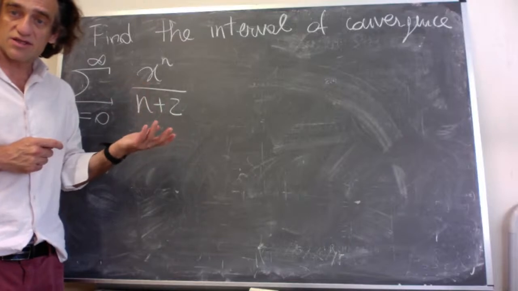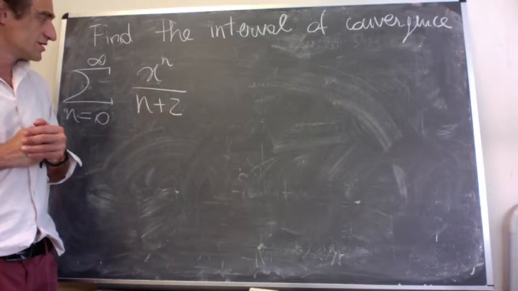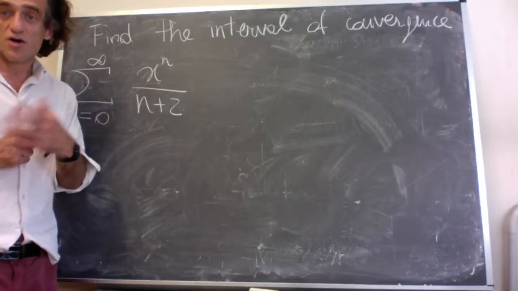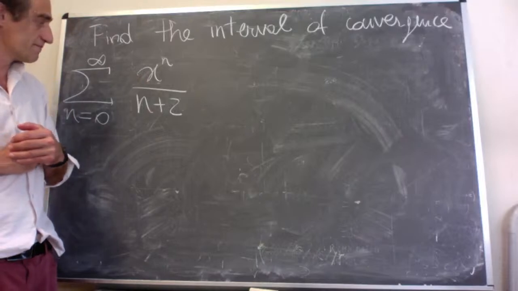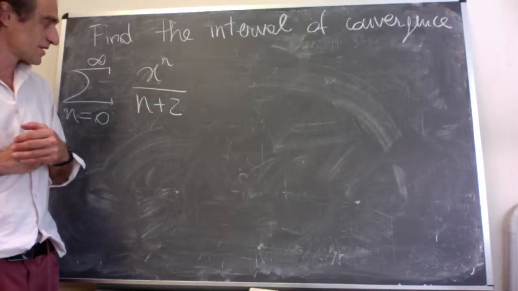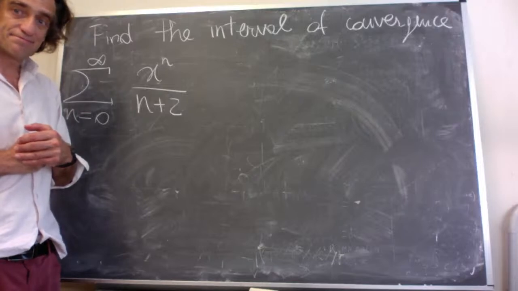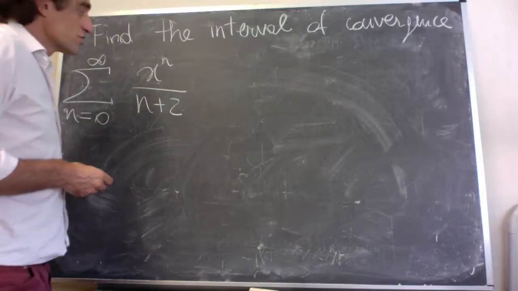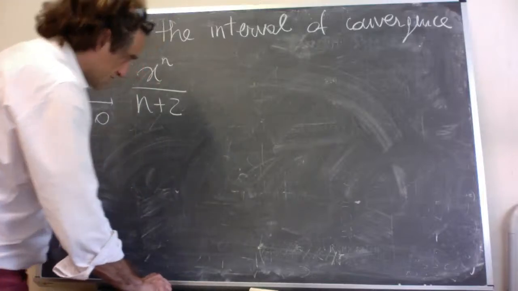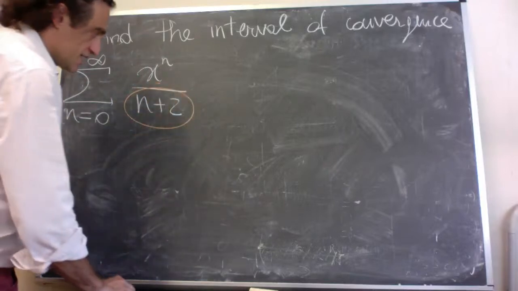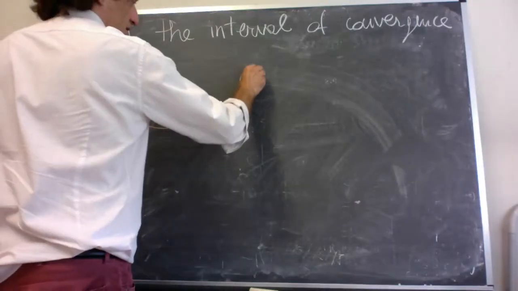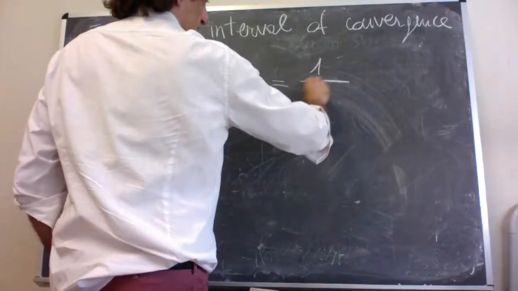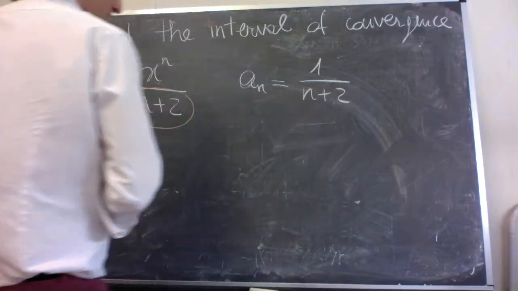So there are many methods to see what is the radius of convergence. There are basically two methods: the root criterion and the ratio criterion. This is probably useful to use the ratio criterion. So take this guy. This is an. So we have that an is 1 divided by n plus 2.